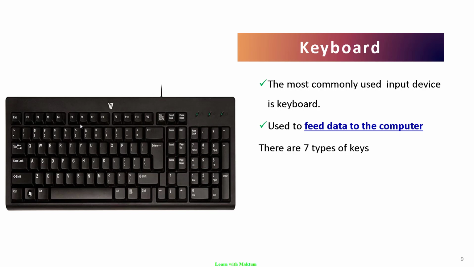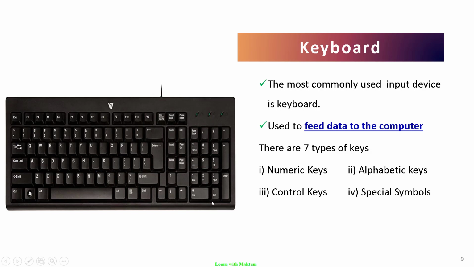There are 7 types of keys on the keyboard, namely numeric keys. Numeric keys you can see here 1, 2, 3, 4. These are the numeric keys. And alphabetic keys you can see here. Alphabets are there A, B, C, D, E, F, G. So alphabetic keys are also present. Then control keys. Control keys are like here there is a button called CTRL. There will be a pair of CTRL, pair of ALT, pair of shift. These are control keys. Those will be in pairs.